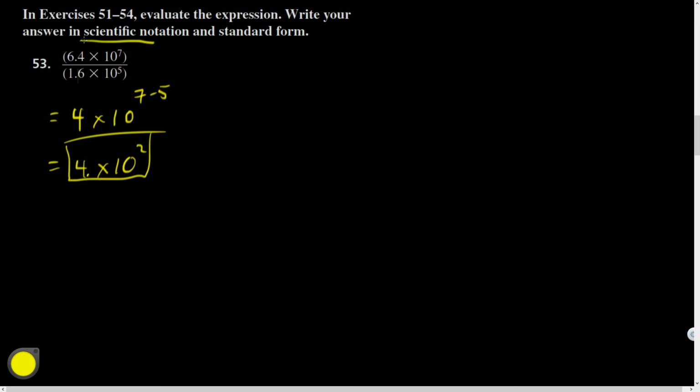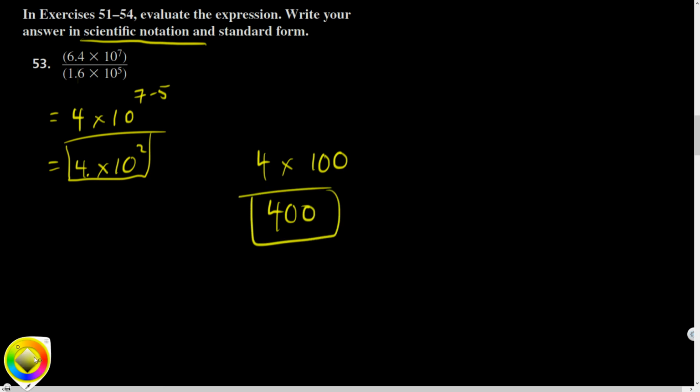Well, they just wanted us to write it in scientific notation, and then it said, okay, you're right, sorry, my bad. And then it did say standard form. So multiplying 4 times 10 squared, that's the same as 4 times 100, which is just 400. The other way you can think about it is move the decimal place to the right by 2, which also gives you 400.